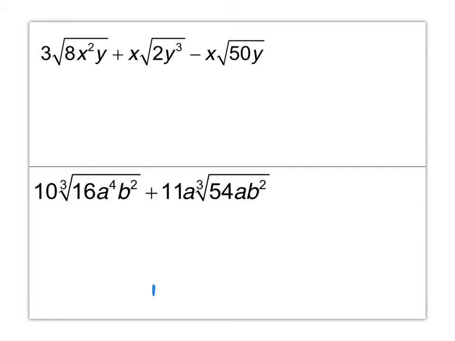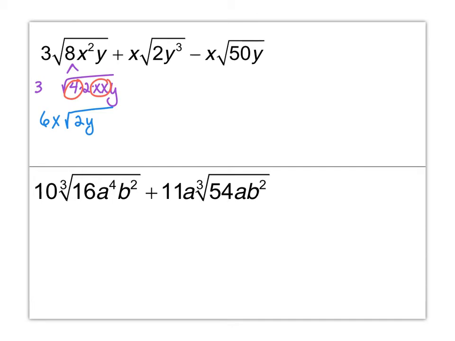Notice that the 8 can be written as 4 times 2, and x squared, that's x times x, times y. So the fact that we have the square root of 4, which is a perfect square, and x times x is a perfect square, we can write this as 3 times the square root of 4, which is 2. So that's 3 times 2, which is 6. The square root of x squared is x out in front. 6x times the square root of 2y under the radical.